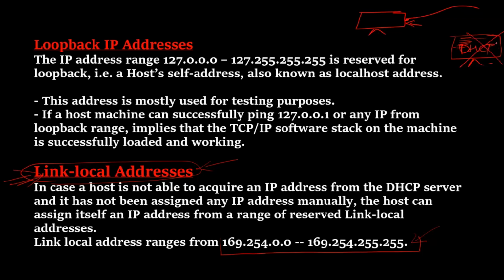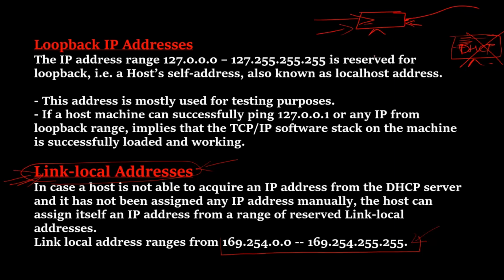Suppose I just turn off the router, right? And I do not have any DHCP server available. And I also didn't configure a manual IP address on this machine. And this machine is connected to the network. So how will this machine configure an IP address? How will this machine get the IP address? And this is the rule: an IP address should be there.